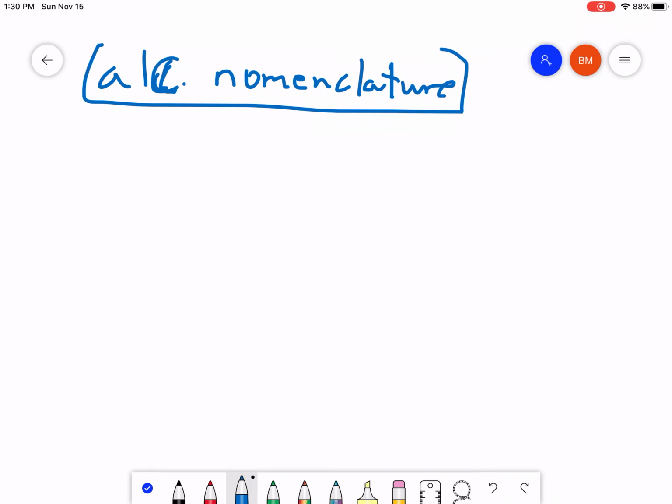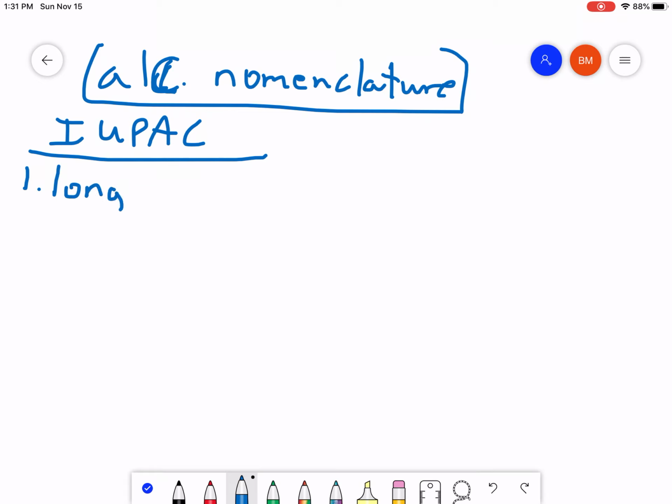All right, and there's a couple of different ways to name alcohols. The most important one and the most widely used one is going to be the IUPAC method. So let's start off talking about the IUPAC method. You're going to see some familiarity here, right? We're going to be looking for the parent chain first, and so we're going to be looking for the longest carbon chain. However, we're going to be a little bit more specific this time. You're going to look for the largest carbon chain that specifically contains your OH group.